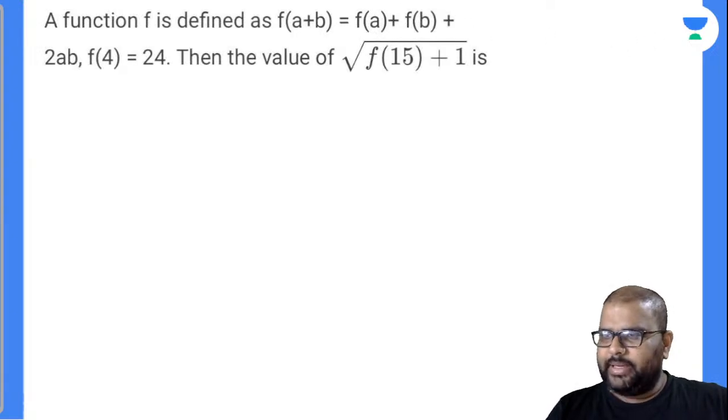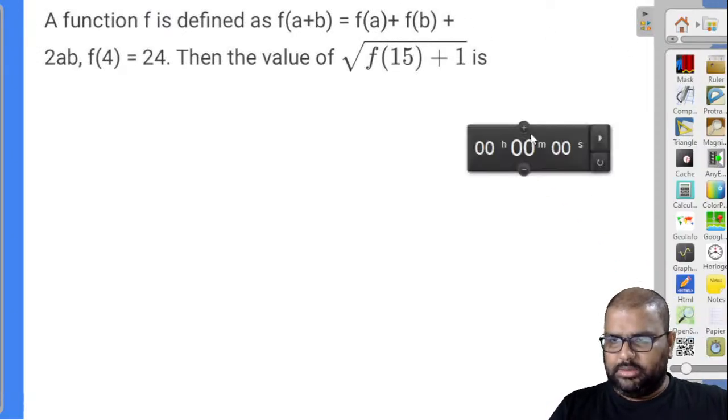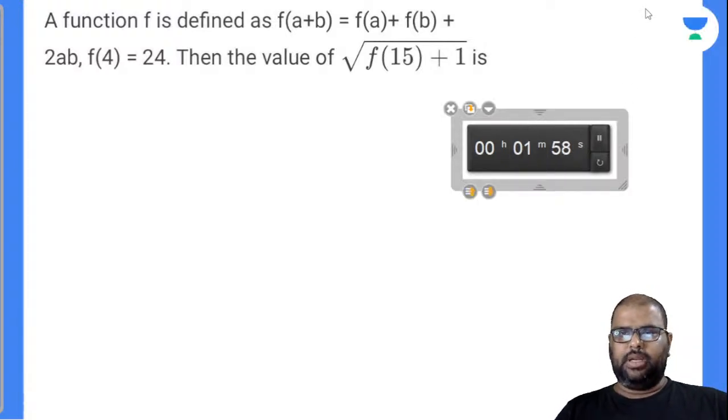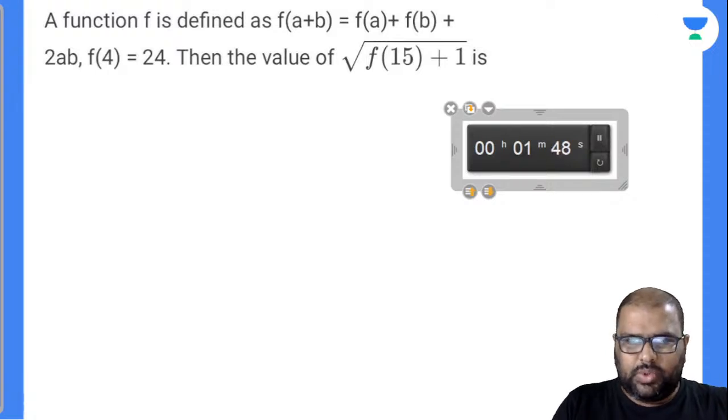So I am expecting you guys to answer this question. I will be giving you 2 minutes for this. Try this. A function f is defined as f(a + b) = f(a) + f(b) + 2ab, it seems. So I'll write down only this equation.